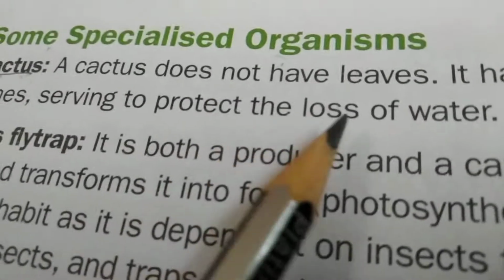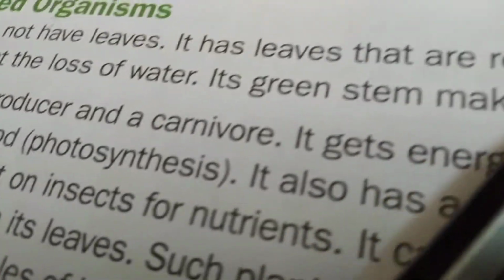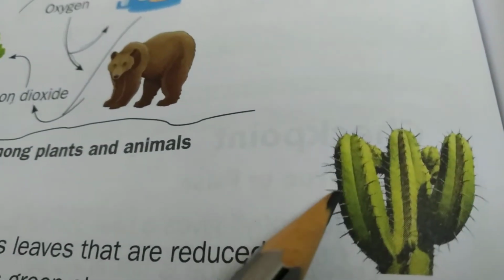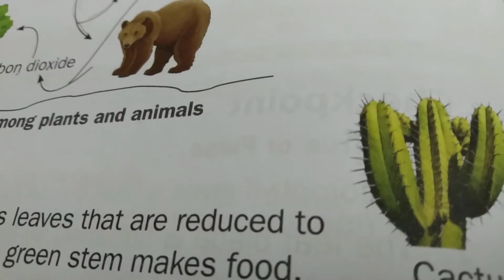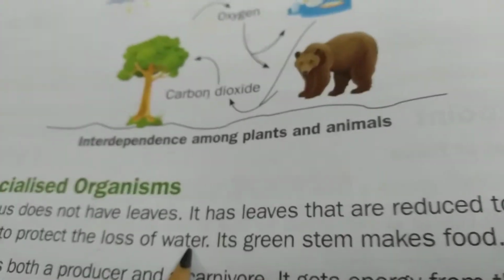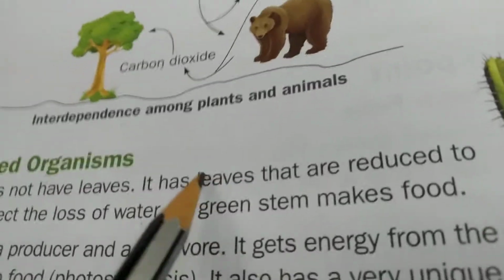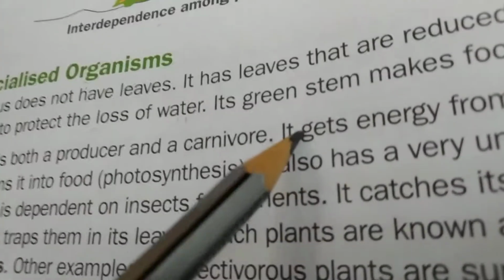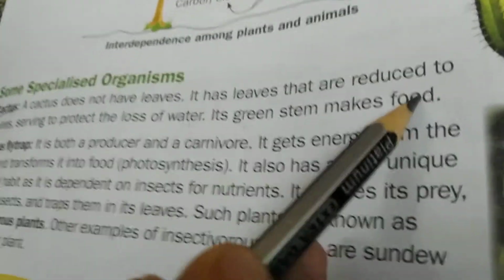A cactus does not have leaves. It has leaves that are reduced to spines, serving to protect against the loss of water. This type of structure is called spines, children. In desert areas, there is a lack of water. That's why these plants grow in those places. So cactus is which type of plant? Desert plant. Its green stem makes food.